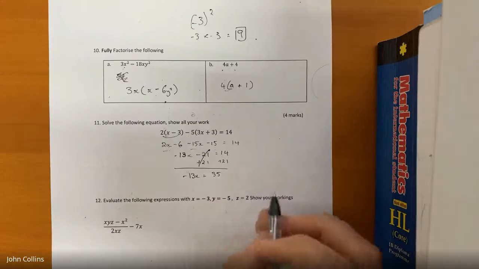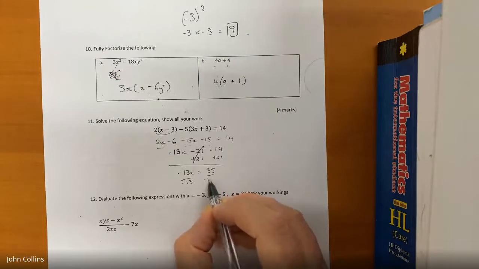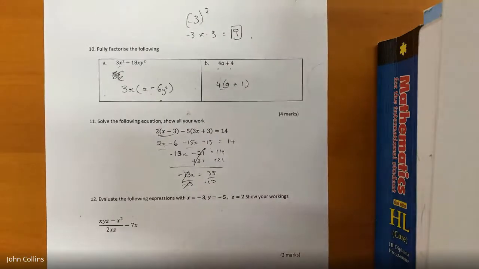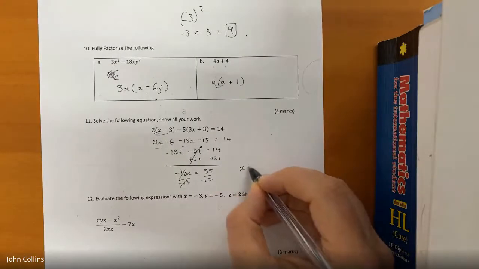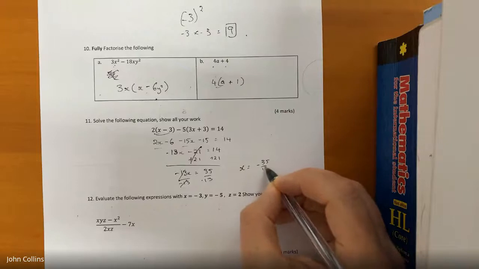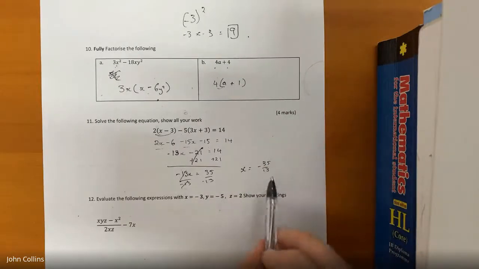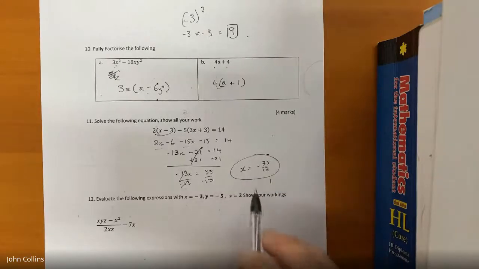Oh, here we are now. Divide both sides by negative 13. And I think we have our answer as x is 35 over negative 13, or it's just a negative fraction. So it doesn't matter where the negative is. If one part of it is negative, the whole thing is negative. Because remember, if both parts are negative, it turns positive. That's our answer.